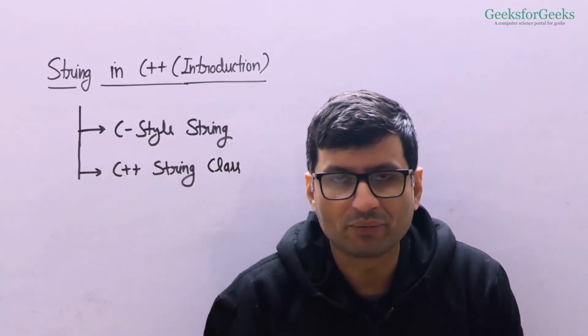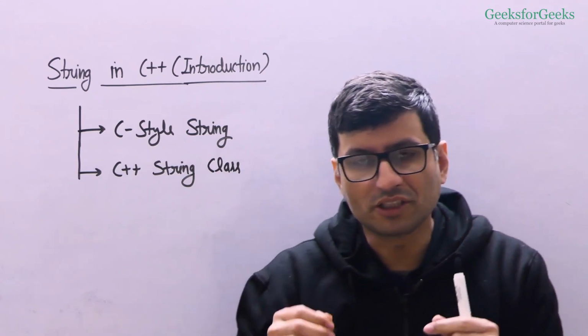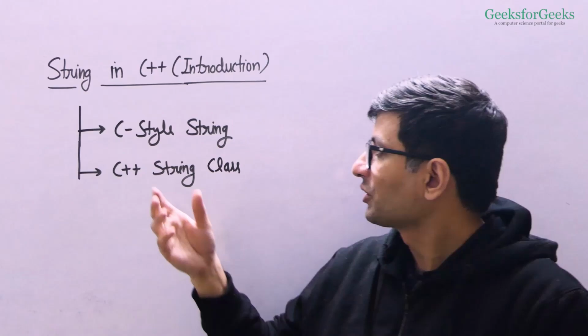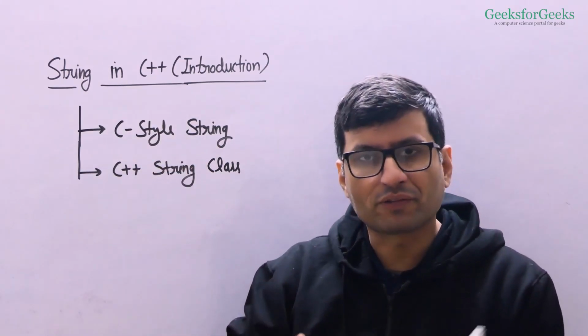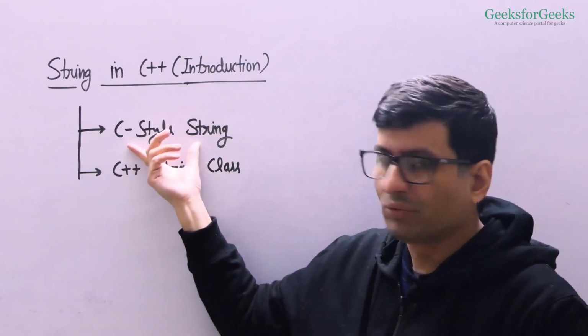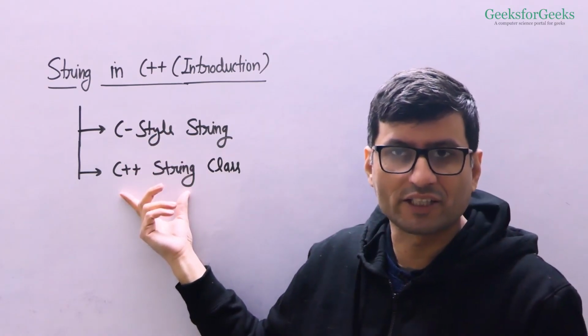C++ programming language, since it's a kind of superset of C, supports C-style strings and has its own string class. C-style strings are simply an array of characters with a \0 at the end. In the next video, we'll discuss C-style strings, and then we'll discuss the C++ string class in detail.